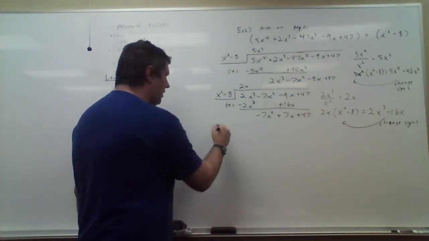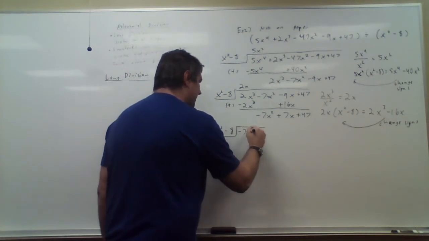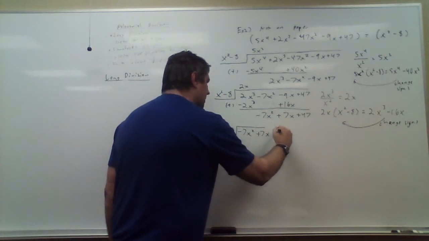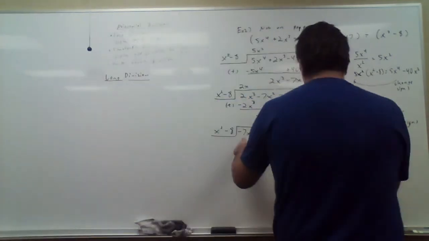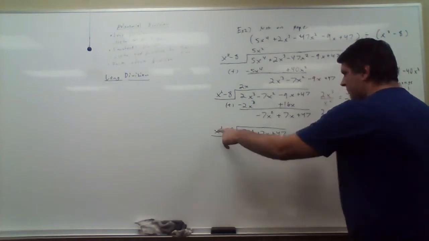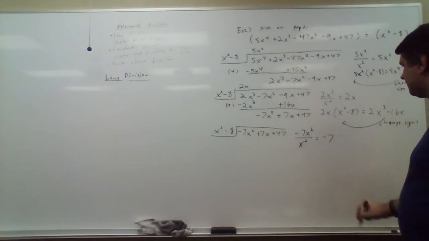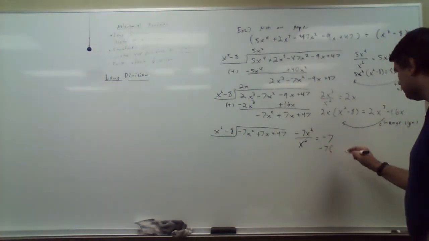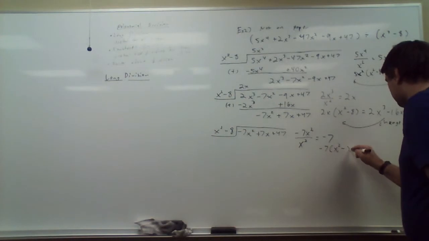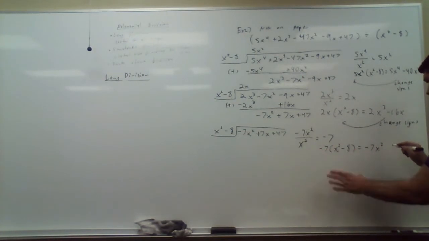Okay, and then this is going to go in a new box. Negative 7x squared plus 7x plus 47. Divide first term by first term. And you end up with negative 7. You will take negative 7 times the x squared minus 8, and you will get negative 7x squared plus 56.